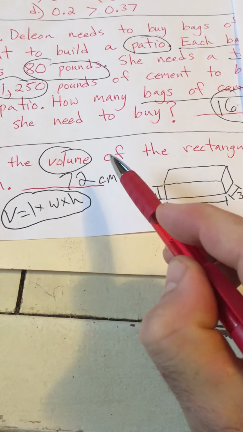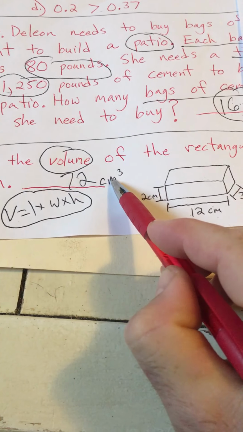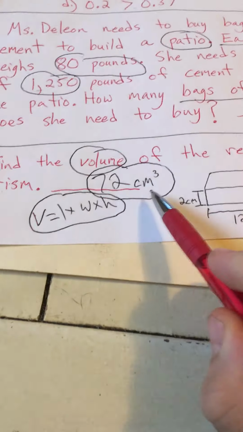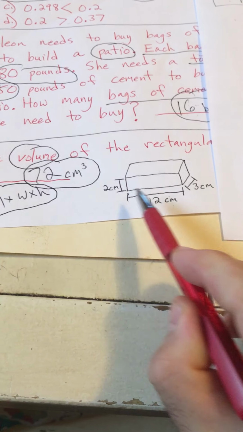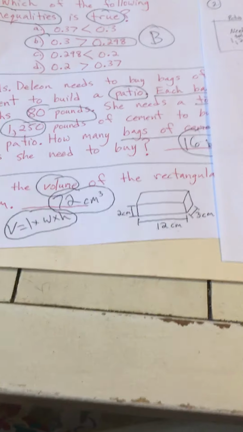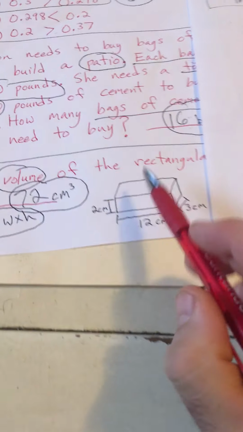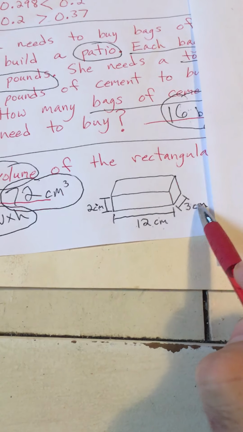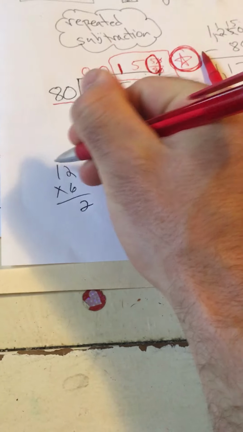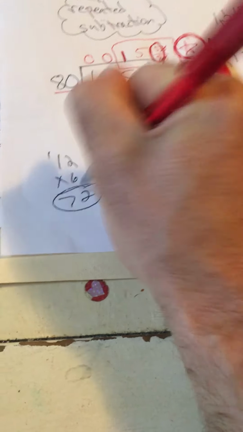So we did centimeters times centimeters times centimeters. That's what cubed means. So that would be the unit. The answer is 72 centimeters cubed, because there are 3 numbers that we had to multiply together. 72 is the volume of that. Okay, what we did was 2 times 3 is 6, and then you can do 6 times 12, which is 72.